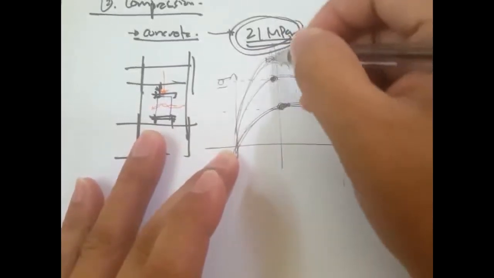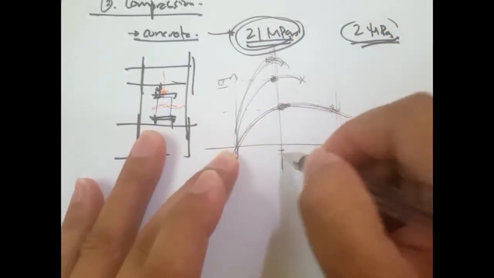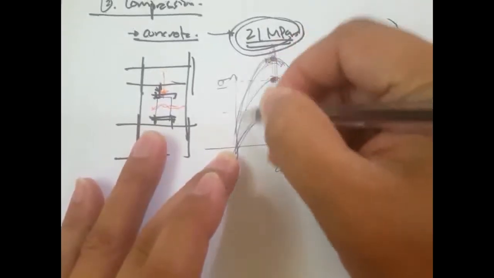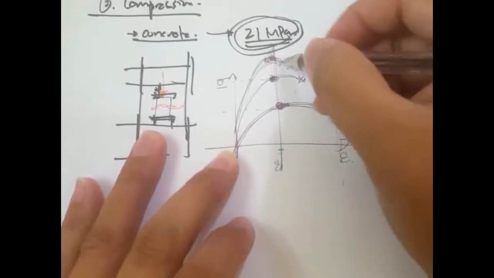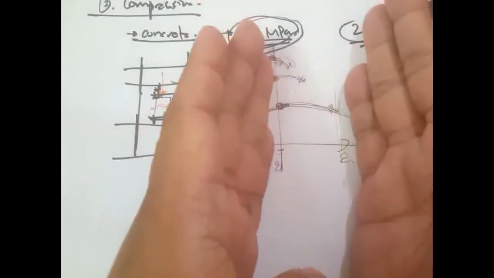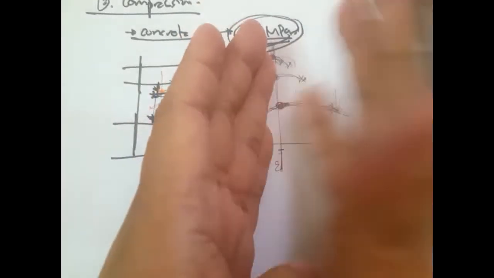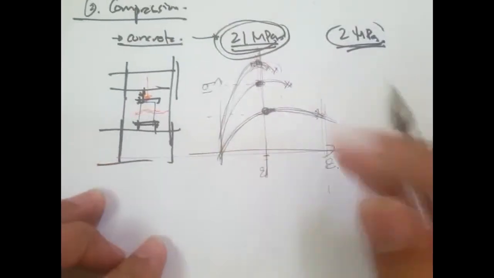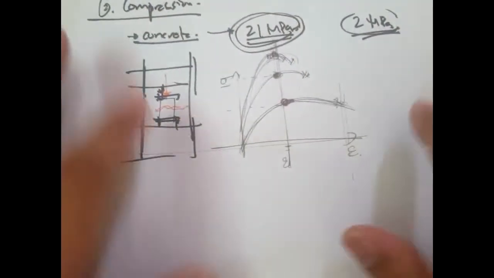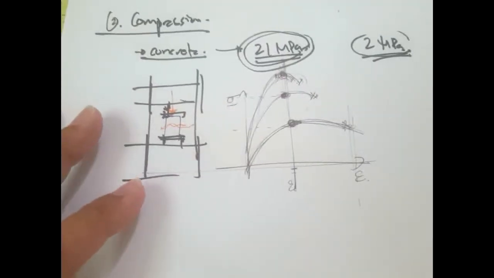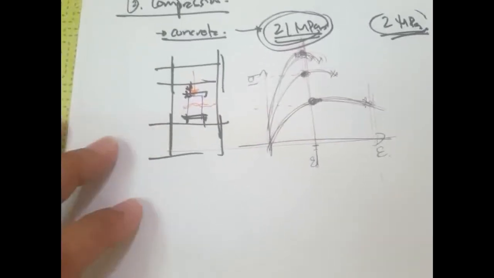And by the way, they all meet at the same strain value right here, the maximum. So higher grade concrete is less ductile. It has no ductile behavior as compared to these lower grade concretes, but the strength is higher. So that's one example of this compression test, and there are still many more, like for example the flexure test.